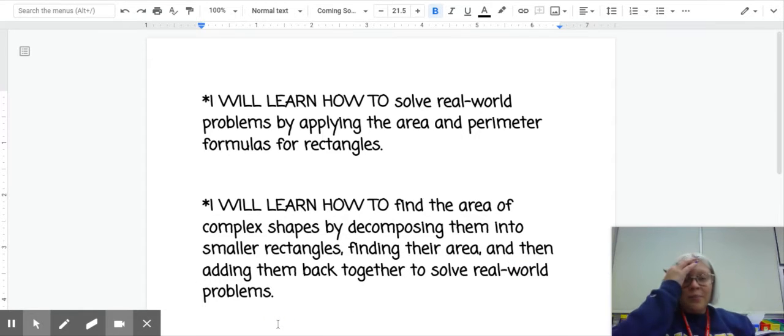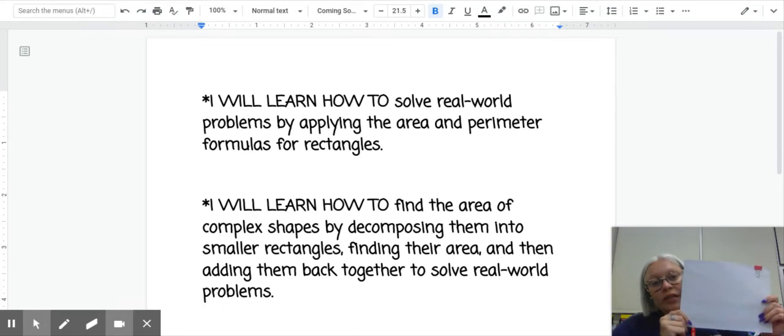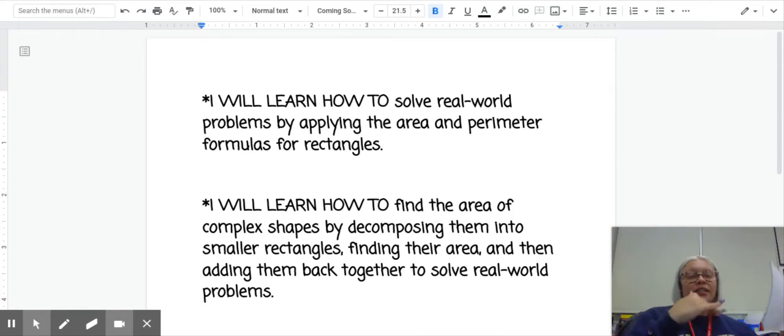So basically, what that means is it's going to be a shape that is complex. So it's not just going to be a rectangle like this. It's going to have all different kinds of sides and it's going to be really funky. So what we're going to learn how to do is break up that weird shape into smaller rectangles, find the area of each rectangle within that weird shape, and then add them all back together to find the area of the whole thing.